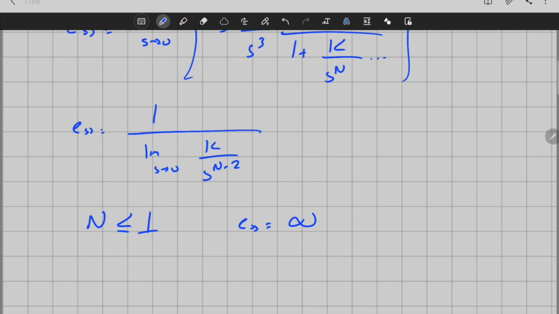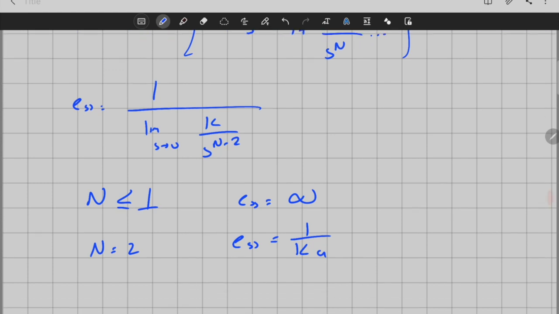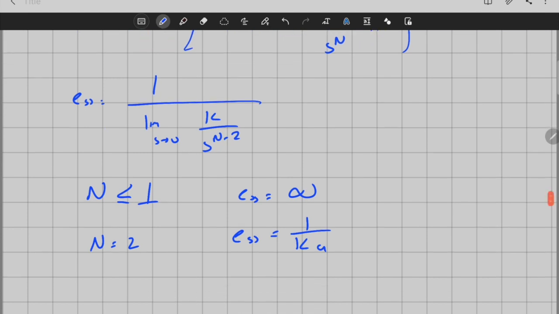So if I plug in n equal to 2, which means that I have a type 2 system, this will go to 1, so it will be equal to 1 over k, and we call it ka, the static acceleration constant, which means that I have a constant steady state error. If n is greater than 2, which is a type 3 or 4 system, the steady state error is equal to 0.